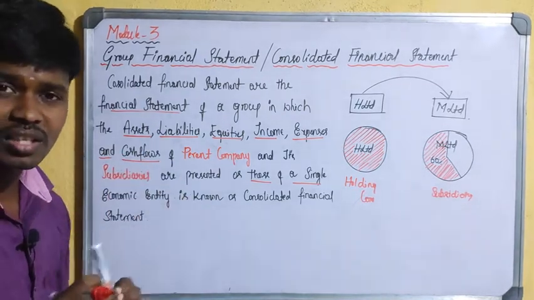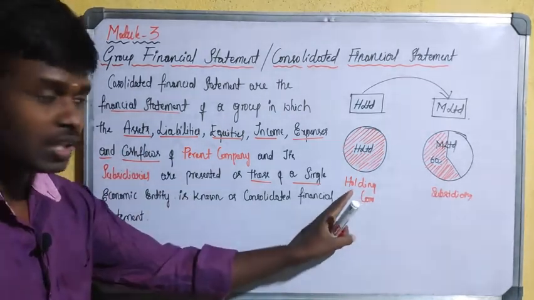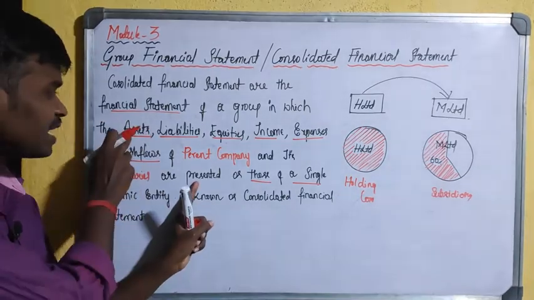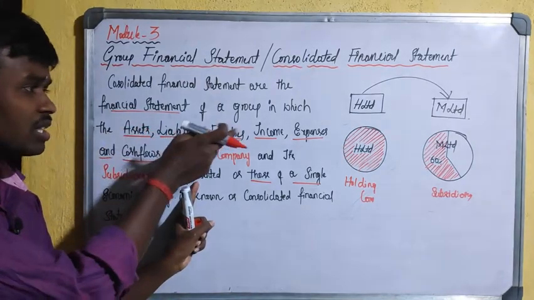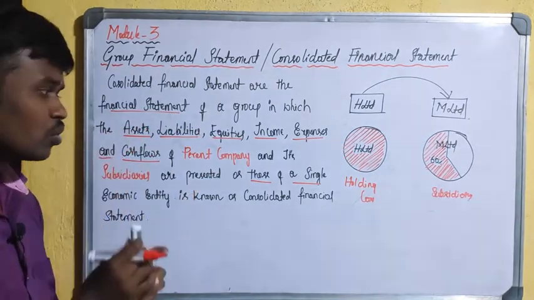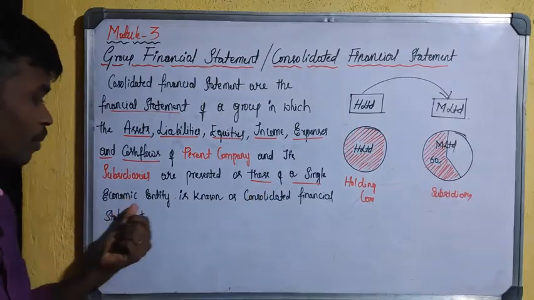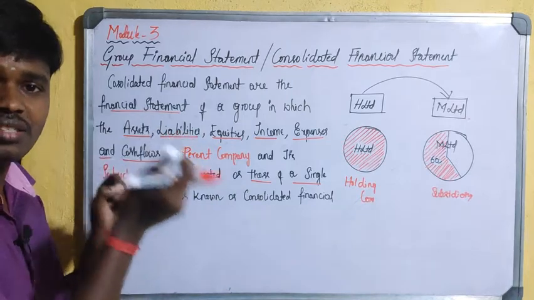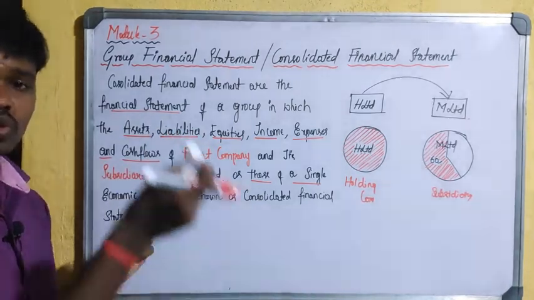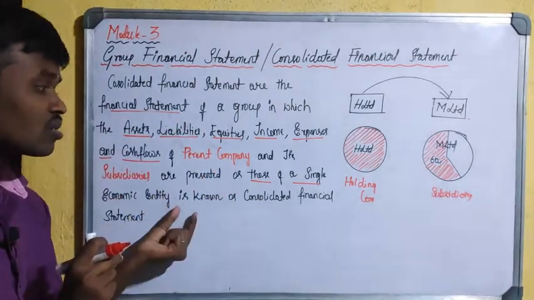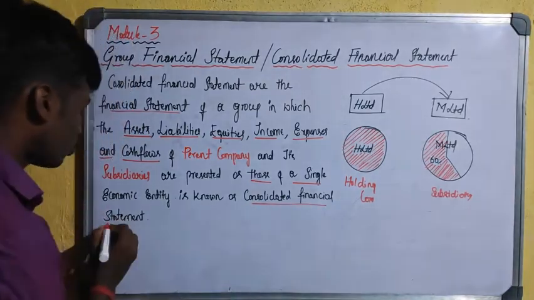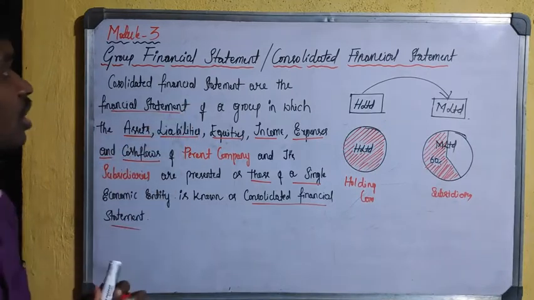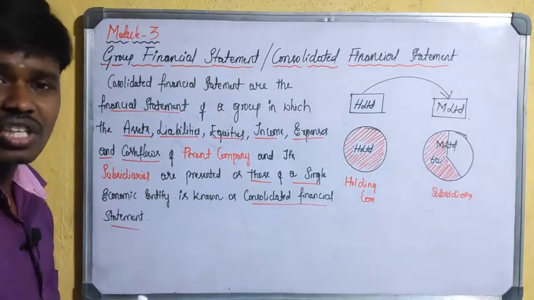So in a consolidated financial statement, the parent company, that is the holding company, will present the various items, assets, liabilities, equities, incomes and expenses and various cash flows as a single economic entity. So assuming it as a single entity, whatever assets, incomes and expenses the two companies have are represented in one statement, and that is what we call a consolidated financial statement. Okay, so this is the meaning of the group financial statement or consolidated financial statement.